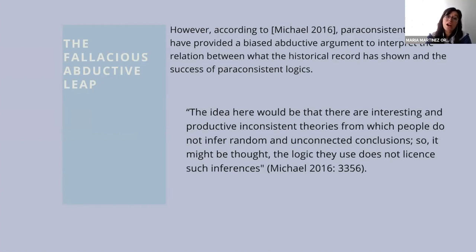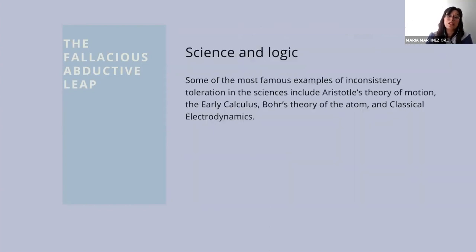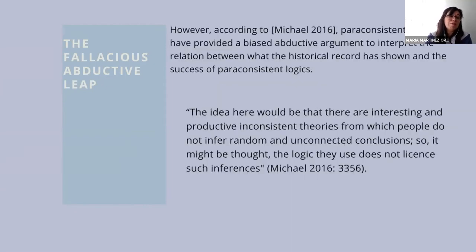The idea here would be that there are interesting and productive inconsistent theories from which people do not infer random and unconnected conclusions. So it might be thought the logic they use does not license such inferences. So this suggests that this way of going might be problematic. Going from these examples that we have to say that there is a certain type of paraconsistency underlying scientific reasoning, for instance, might be problematic for some people. But why?